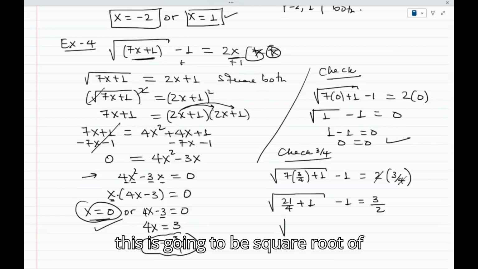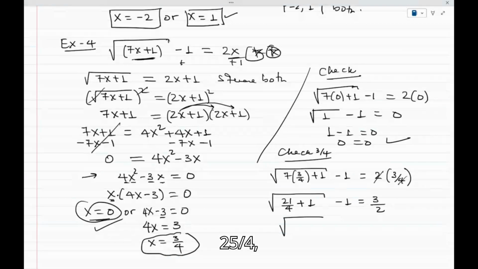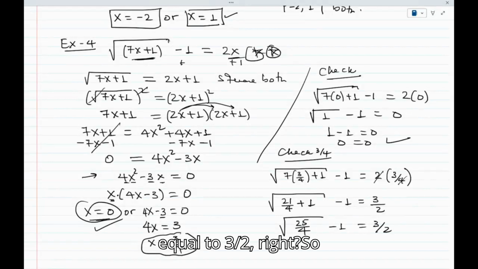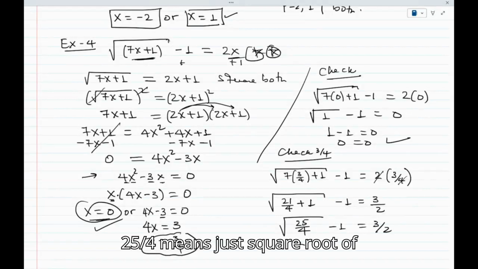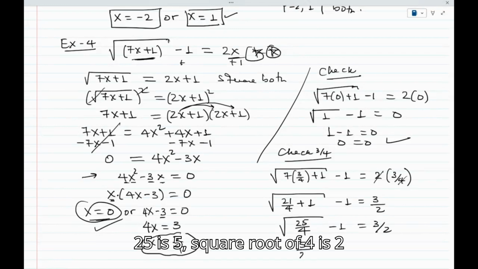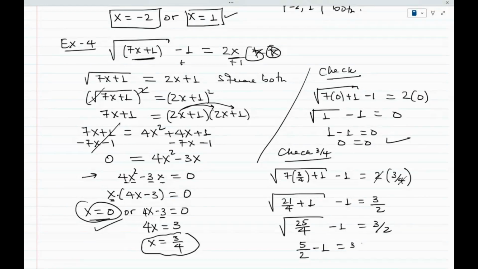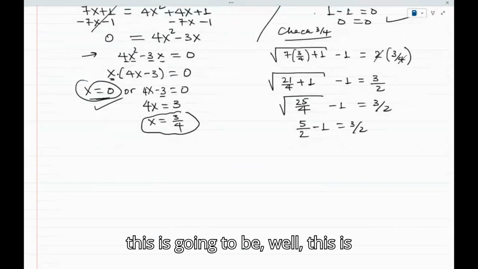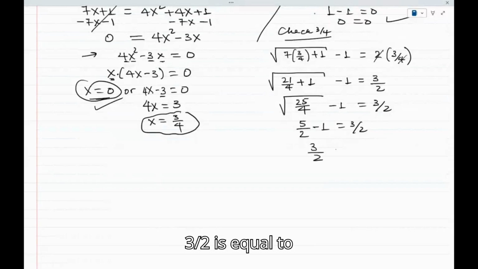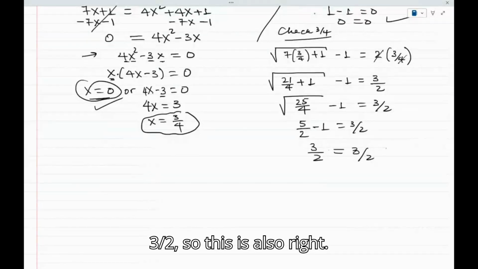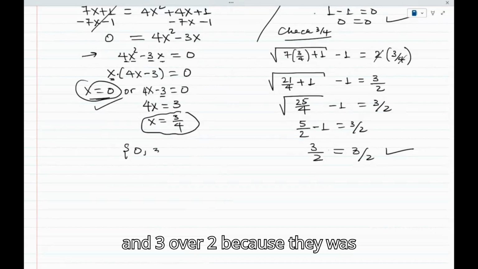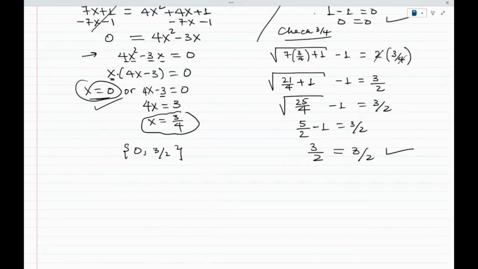So if you do this one, this is going to be square root of 25 over 4, minus the outside 1, is equal to 3 over 2, right? So square root of 25 is 5, square root of 4 is 2, minus 1 is equal to 3 over 2. Excellent. So this is obviously 3 over 2, and 3 over 2 is equal to 3 over 2. So this is also right. So the solutions are 0 and 3 over 4 because they both work.